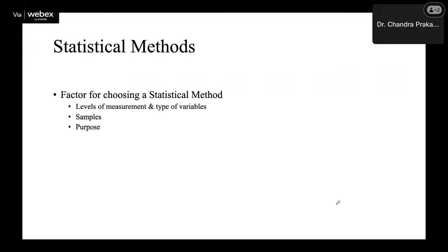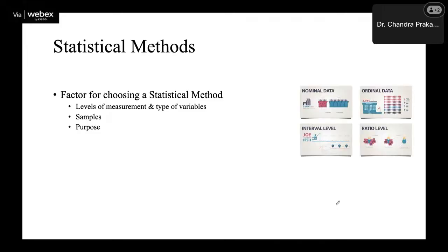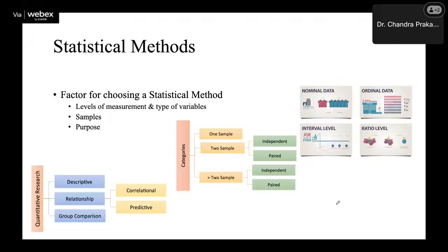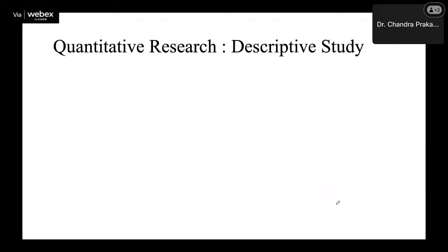Now, there are different factors for choosing a statistical method. It may be the level of measurement and type of the variable. So based on that, we have nominal data, ordinal data, interval data, or the ratio levels. Then we have the samples, we can divide based on the categories: one sample, two sample, again dependent, independent, paired, right? And third is the purpose. So if my research is descriptive, or I want to find out the relationship or group comparison, correspondingly we need to see what type of statistical method I should select.